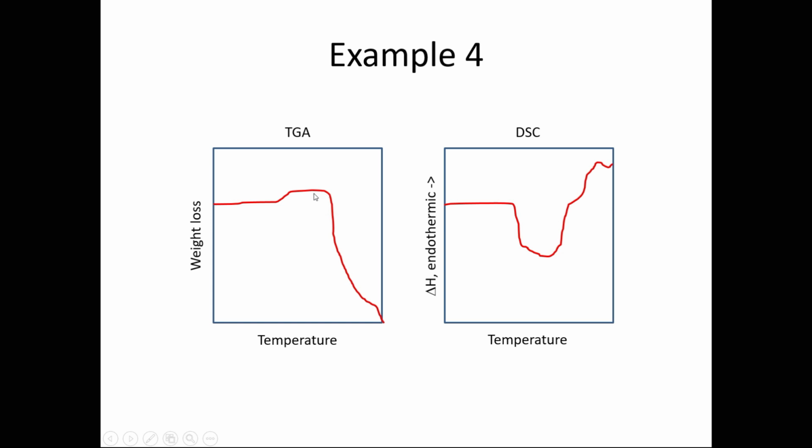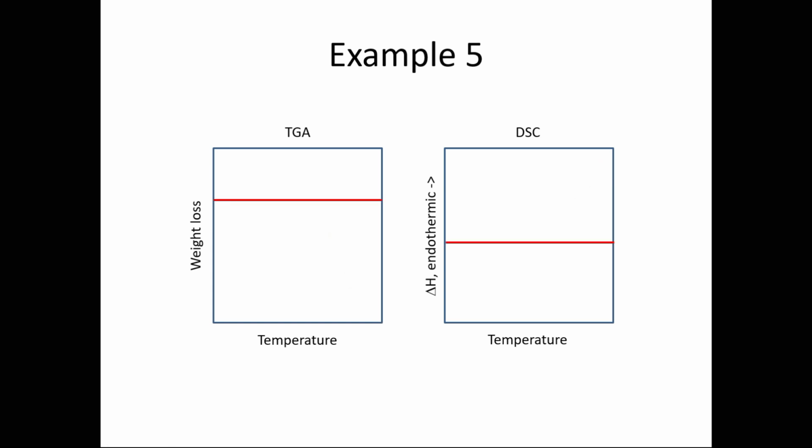So once the oxidation is completed, the sample is stable in terms of its weight within this temperature range, and then it suddenly starts to lose weight, so it degrades. And that's what we see. The subsequent DSC diagram shows us a series of events of endothermic nature. Example number 5 shows that nothing happens in both TGA and DSC.